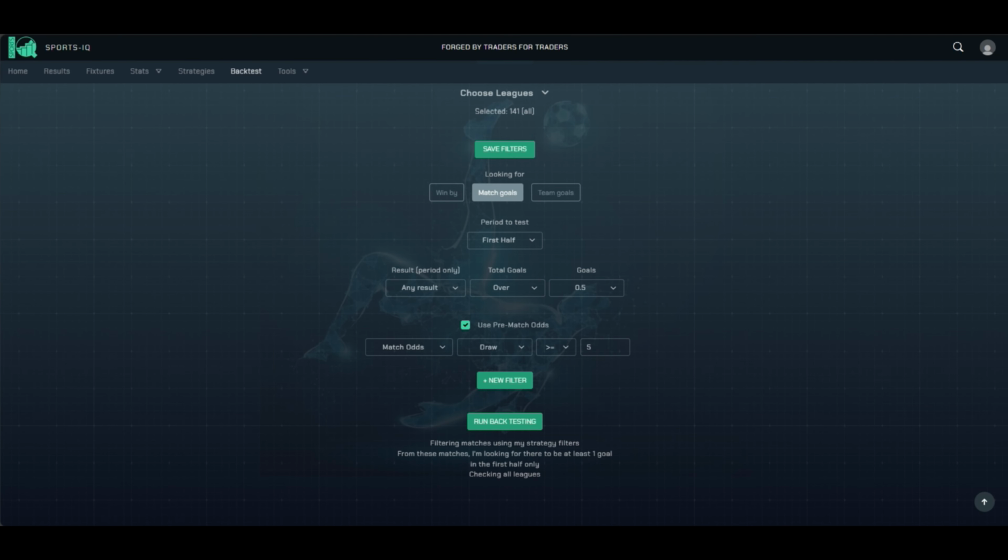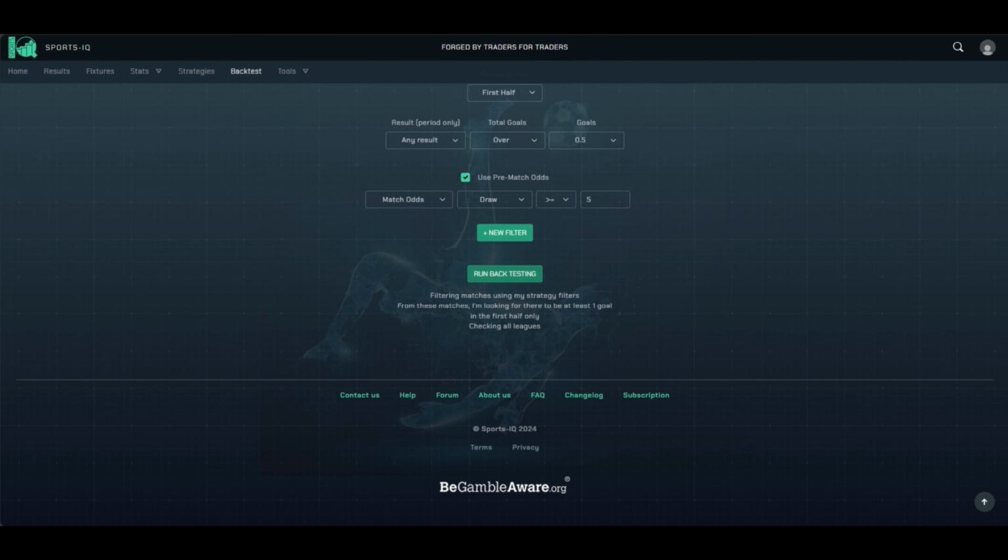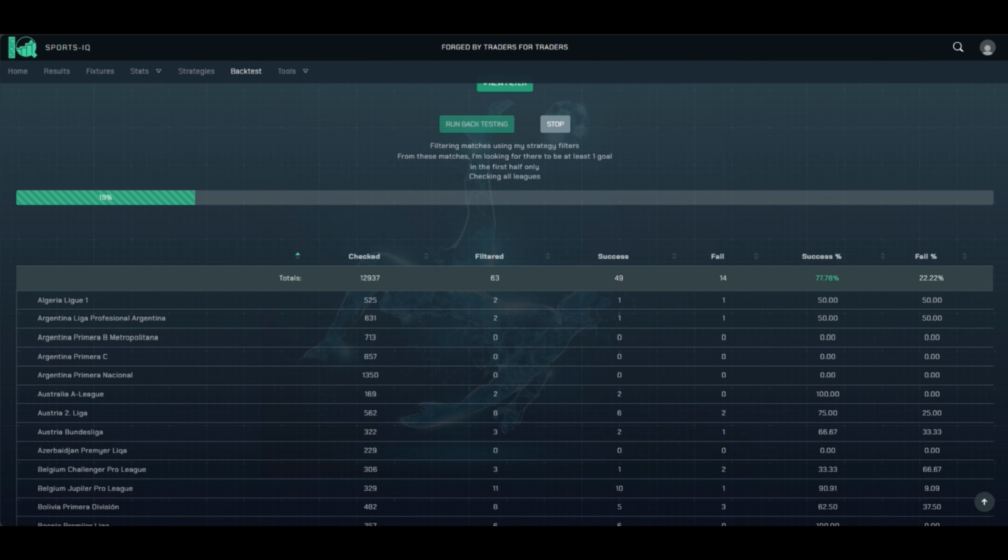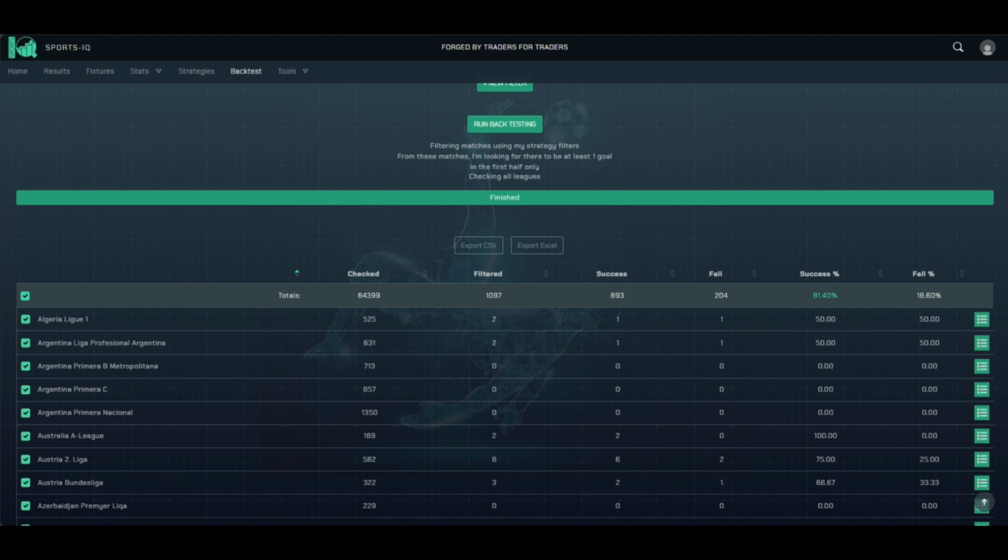So in the first backtest, we looked at games where the pre-match draw odds were 5.0 and above. With the strategy filters in place, we had 1,097 games that fit the criteria, and the results showed an 81.4% success rate. That's pretty solid, meaning over 81% of these games a goal was scored within the first half.